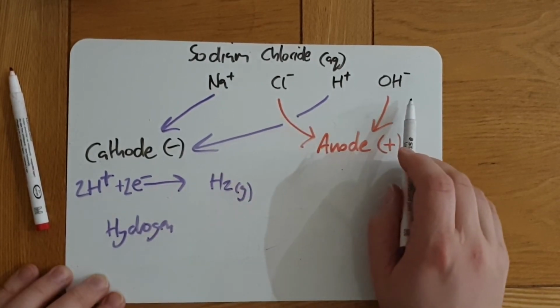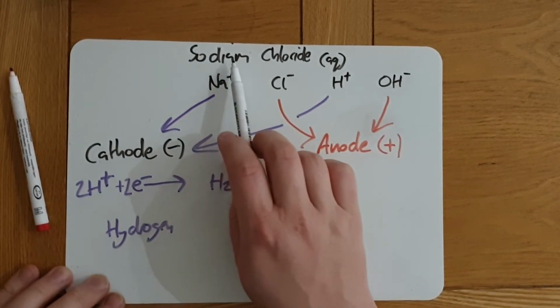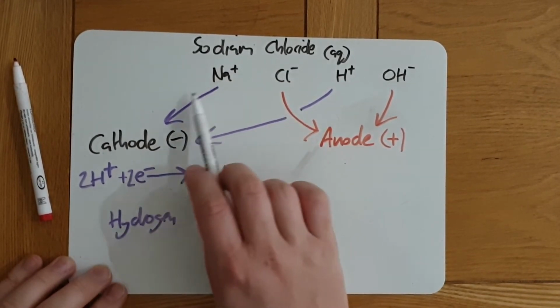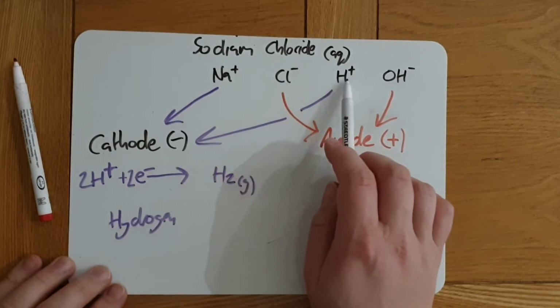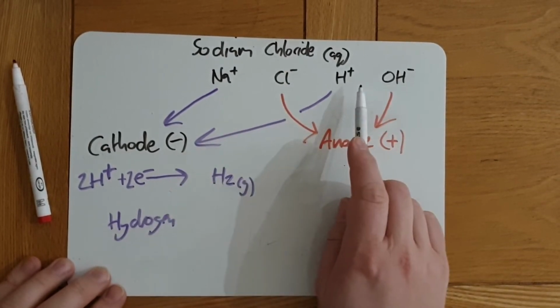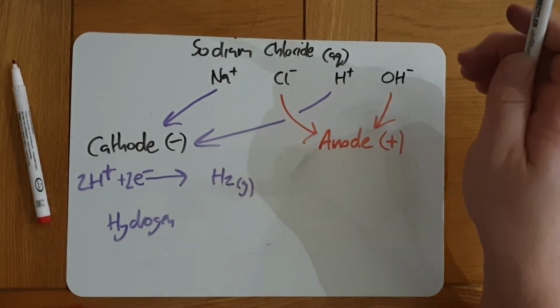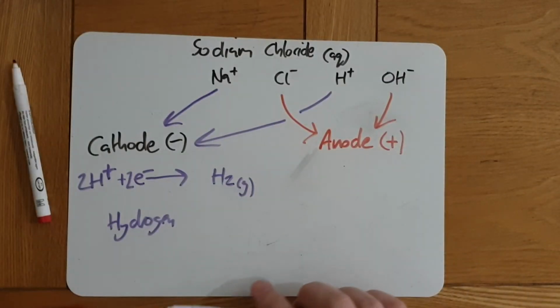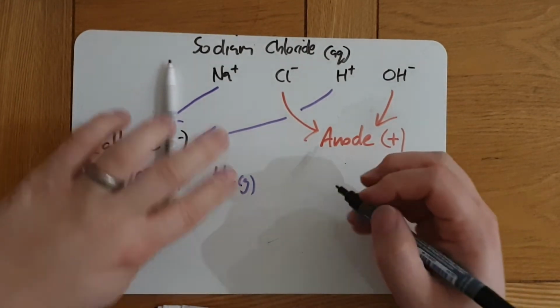Right, what's happened at the anode? This is exactly the same as the one we just did. So for copper chloride, this side's different because instead of getting copper, we get hydrogen this time. We don't get sodium, we get hydrogen. But the chloride is exactly the same as before. So when we look at our little list, chloride's a simple ion, so we're just going to get Cl2. So it's exactly the same as what happened before.